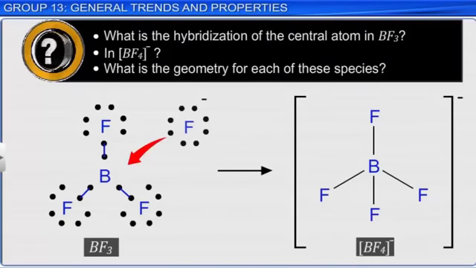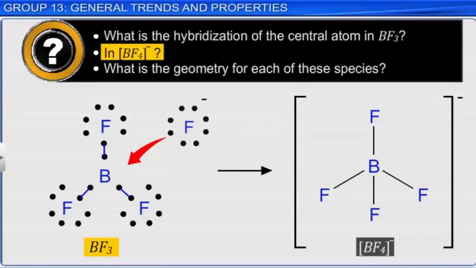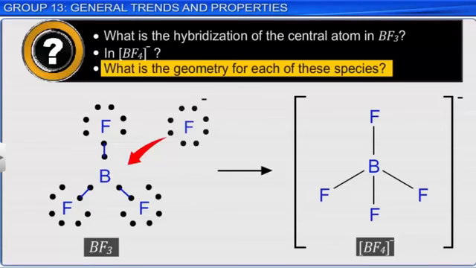Try to answer these questions on your own before checking the answer. What is the hybridization of the central atom in BF3, shown on the left? And for BF4 minus, the product in this reaction? What is the geometry for each of these species?